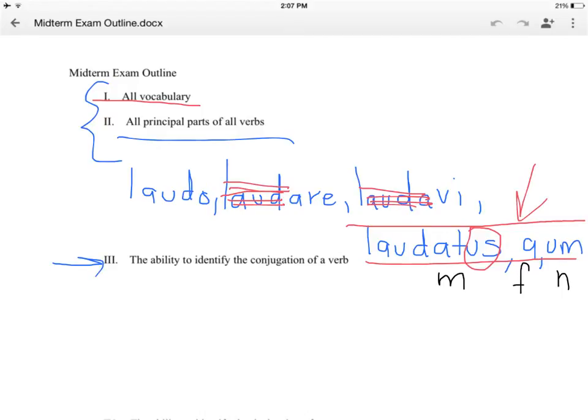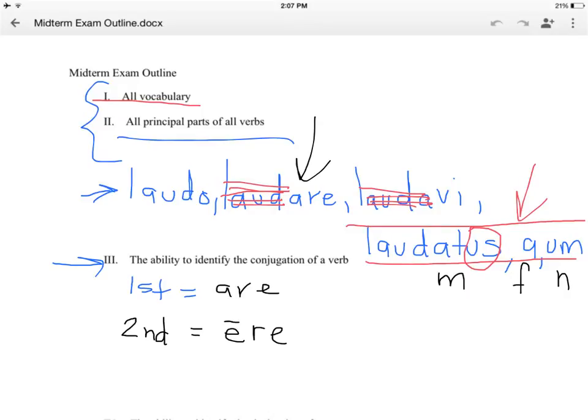You have to have the ability to identify the conjugation of a verb. The example I gave up here, laudo, is a first conjugation because it has, in the 2nd principal part, it ends in A-R-E. A second conjugation verb in the 2nd principal part would end with a long E-R-E. That's really as far as you've gotten in this class so far, but just for the sake of understanding what's coming up, a 3rd conjugation verb would end with a short E-R-E in the 2nd principal part.